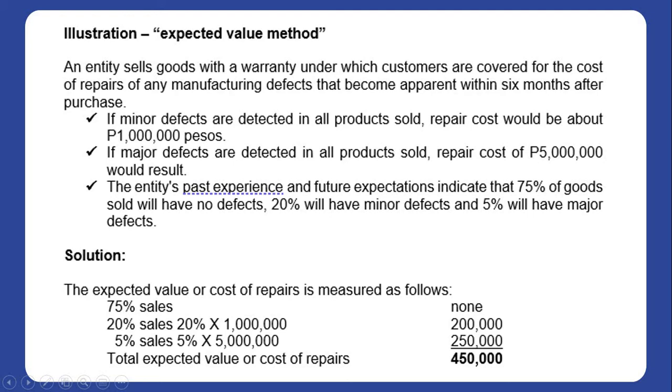Next is 20% of the sales, which will have a corresponding repair cost. So 20% of 1 million. Okay? So 1 million, 20% of it is 200,000. For the major defects, which consist of 5% of the sales, 5% times 5 million repair cost for the major defects. So we have 250,000. Therefore, just get the total of it. Okay, therefore, the expected value or the cost of repair to be recognized as provision is 450,000.